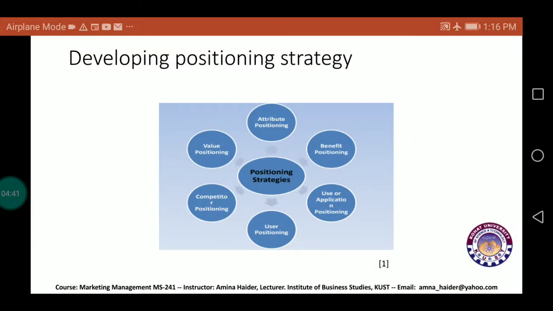The third feature is positioning on the basis of use or application. Positioning can be done on the basis of use or application of the product. Business position their product as best for some use, like Cafe Coffee, they position itself for discussion and meeting point. Nestle Maggi noodle positioned as a snack item between meals, fast to cook, good to eat.